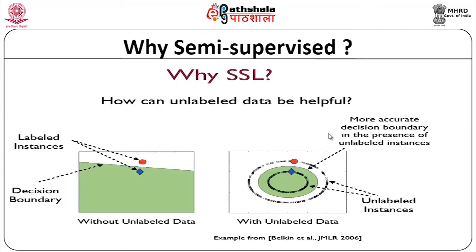If you look at this figure here, you will understand it. It is an example taken from a journal. So, you have labeled instances and you have found a decision boundary without unlabeled data. Now, if you have unlabeled instances given this way, you are able to find more accurate decision boundaries in their presence. So, please note that the use of unlabeled data in semi-supervised learning is not only because of the costliness of providing labeled data, but it is also to improve supervised learning.